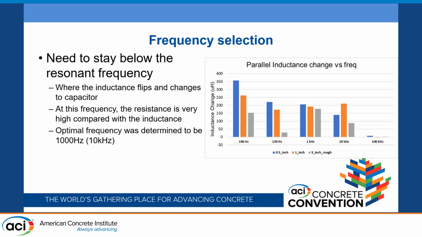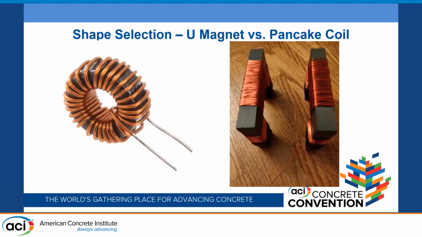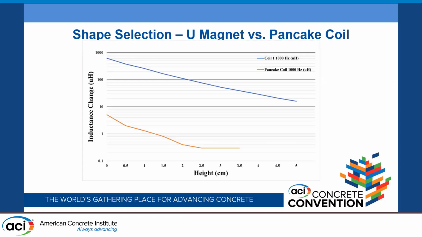Now, that's part of it. And also the shape itself. We have the shape selection. The 2 primary magnets out in the industry, or most widely used, are the pancake coil here and our U magnet, which we've seen several photos of so far. And so when we went ahead and did some inductance charts using both, we see that we got a lot more signal using our U-shaped magnet rather than the pancake coil. So that pretty much dictated where we were going to go with our piece of equipment here that we're developing.